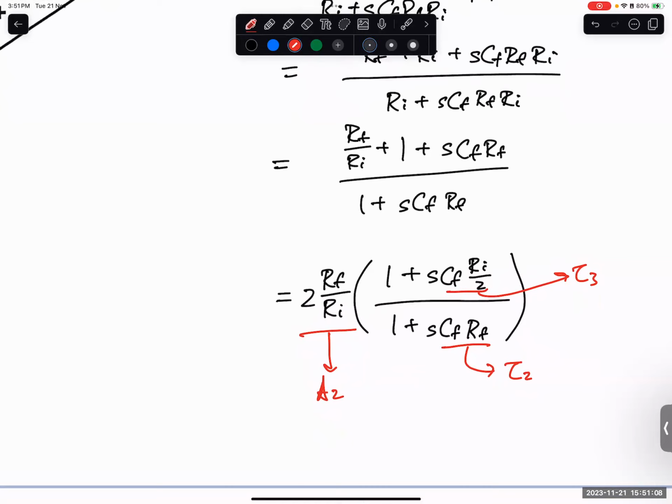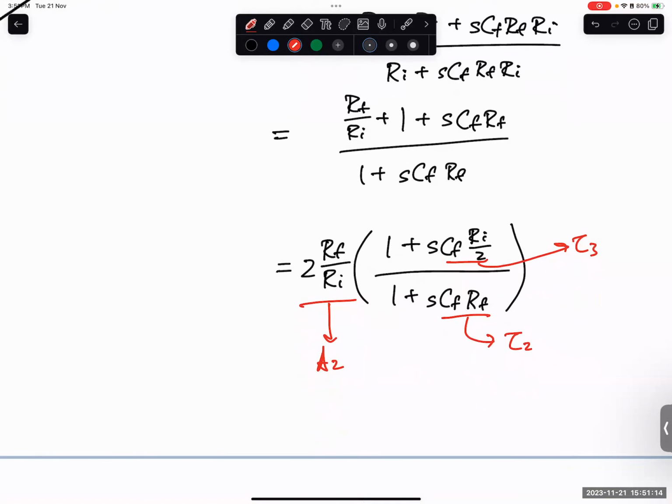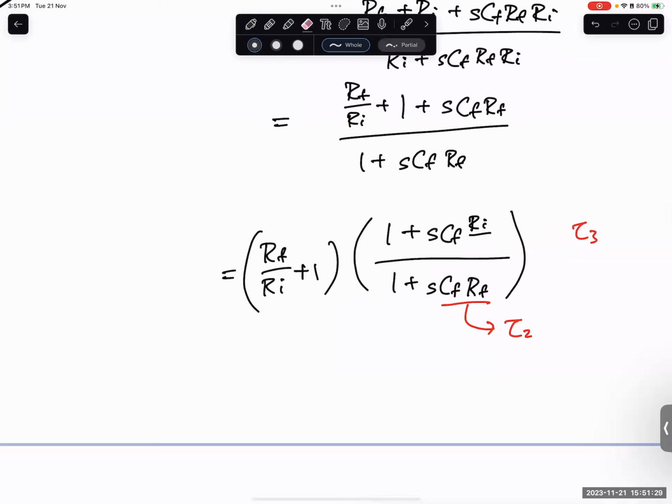I think I have to divide by the whole thing. Yeah, okay. If I divide by the whole thing, then it becomes 1. Correct. So it's equal to RF over RI plus 1, like that. Then that is correct already.